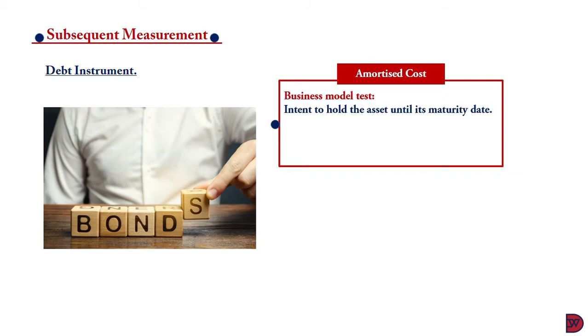First, the business model test. Here, the objective of the entity's business model is to hold the financial asset to collect the contractual cash flows rather than to sell the instrument prior to its contractual maturity to realize its fair value changes. The second test is the cash flow characteristics test. The contractual terms of the financial asset give rise on specific dates to cash flows that are solely payments of principal and interest on the principal amount outstanding.